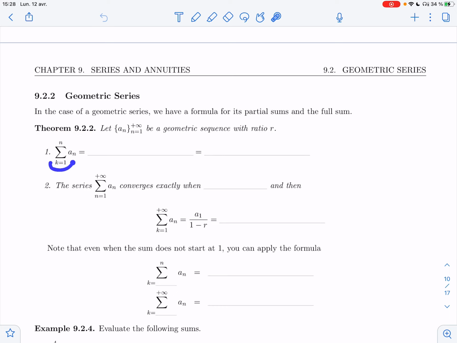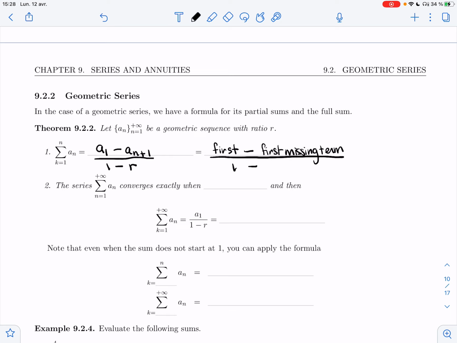Now, if you try to add up all the terms from 1 to n, what you'll get is (a_1 minus a_{n+1}) over 1 minus the ratio. All right, so the way I'll think of it is the first term, and then you're going up to n. I want the next one, so the first missing term, that's the one I'll subtract, over 1 minus ratio.